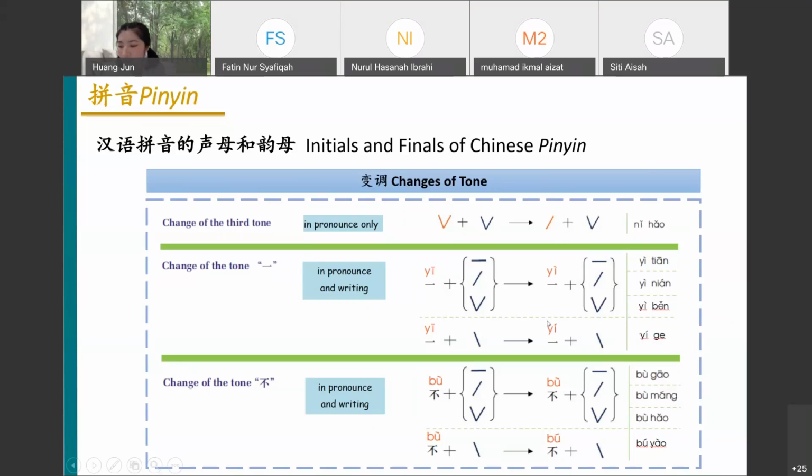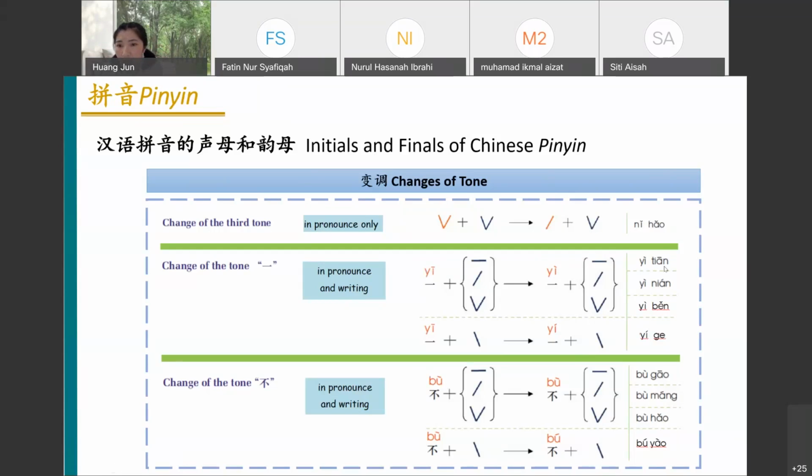Then another tone change involves the words "yi" and "bu." For these two words, we have a tone change case. "Yi" in Mandarin means number 1. Then the word "bu" in Mandarin means no. So for "yi" and "bu" we have a tone change, both in writing and pronunciation. How we change the tone depends on the word put after them. When they match with different words, they will have different tone marks.